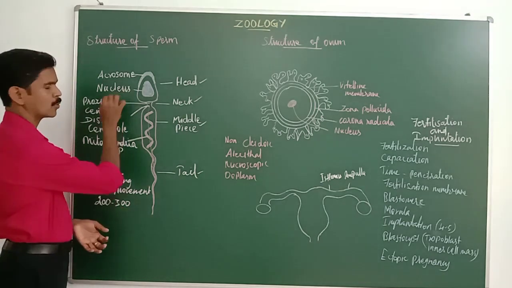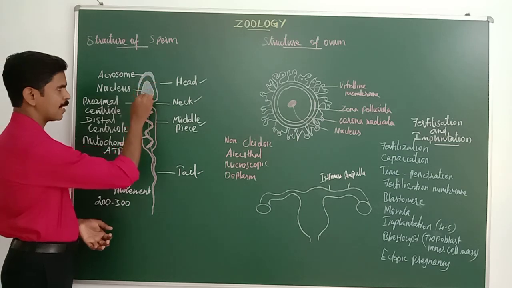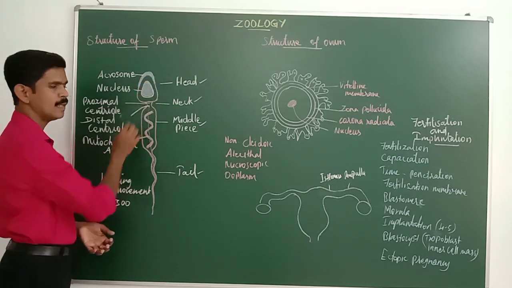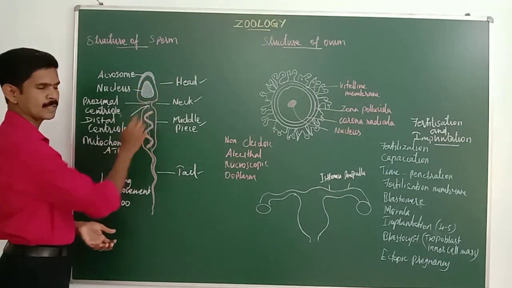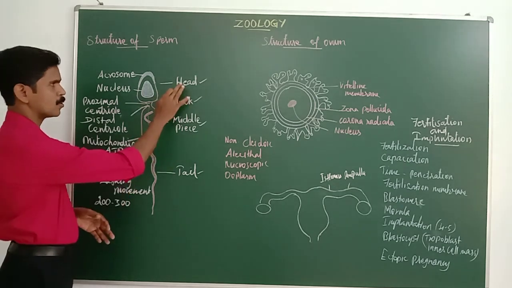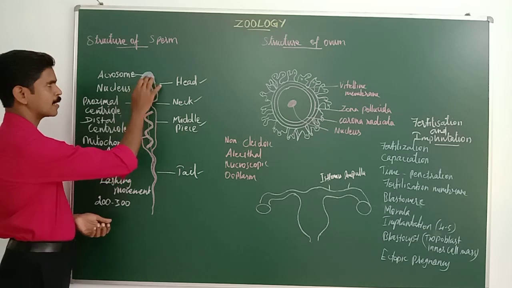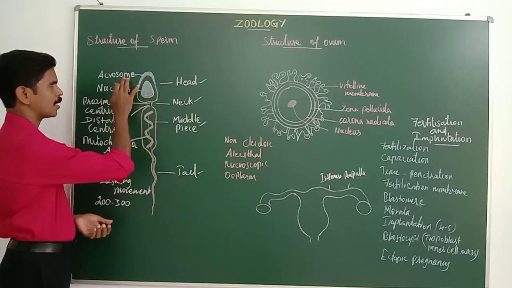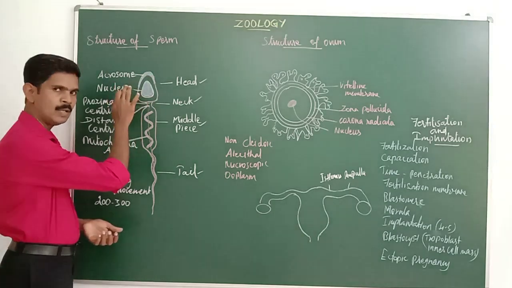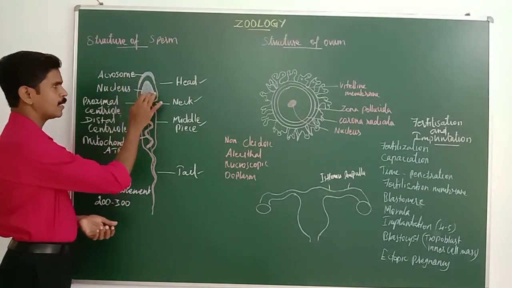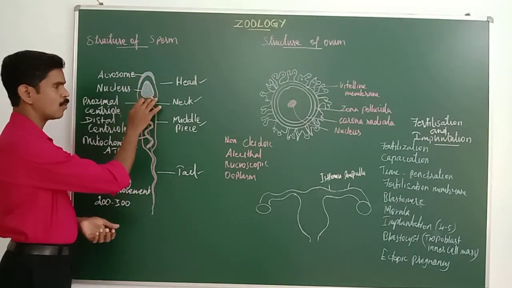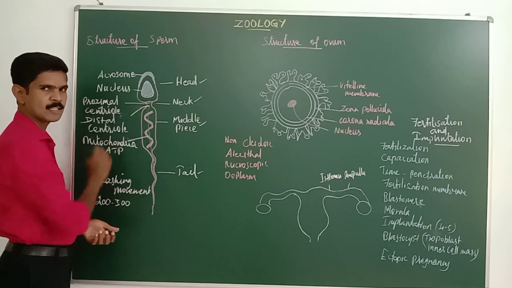And the second one is the nucleus. A flat, oval-shaped nucleus is present in the center of the head region. So that's all about the head region, only two parts. One is at the anterior end of the head region, a cap-like structure called the acrosome, which consists of the enzyme hyaluronidase. And in the center region, a flat, oval-shaped nucleus is present.